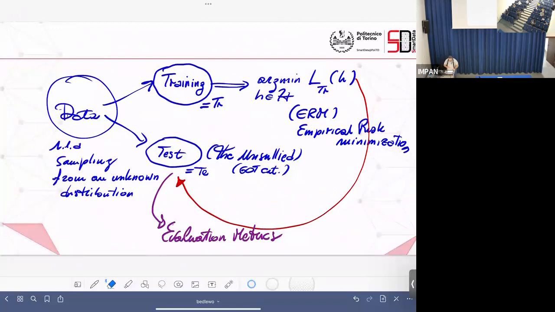So this is the basic scheme of what most of the algorithms in machine learning do. In particular, if you are working in a so-called supervised setting, no? So you have a certain set of data, which theoretically are assumed to be sampled IID from some unknown distribution. IID is fundamental, otherwise many of the bounds that give an estimation of the error fail.